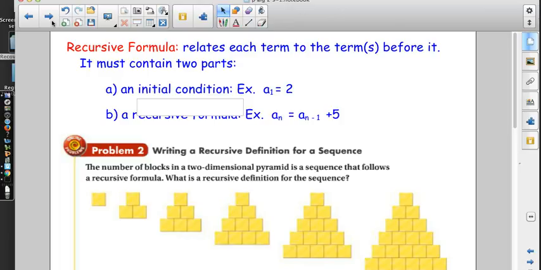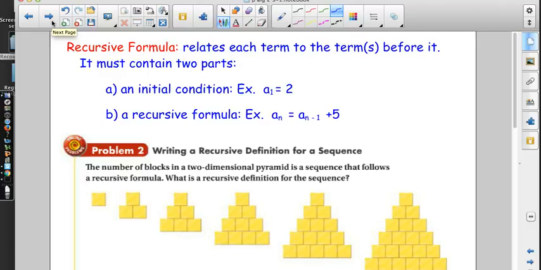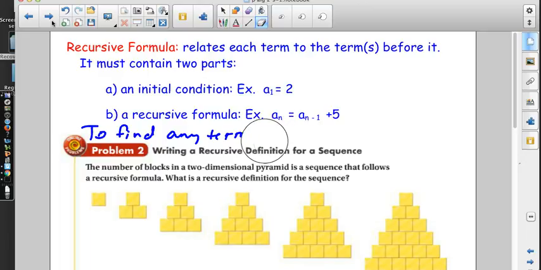You have to tell them what the first one is. If you're going to tell them, hey, to get the next one, add 3, I have to know what it was that I started with. So we're going to have to tell them what that first number was in the sequence. And then after that, we give them what's called a recursive formula. So you'll notice this recursive formula is a sub n equals a sub n minus 1 plus 5. It's not how I read it off in my head. I read it off this way. To find any term, take the previous term and add 5.